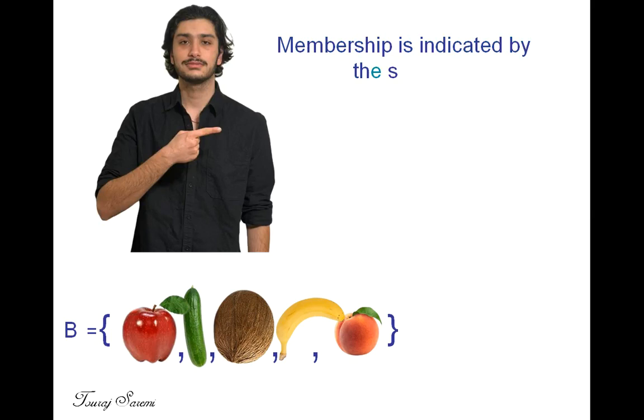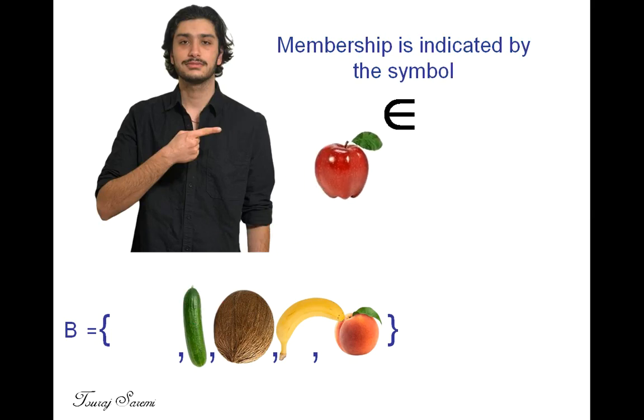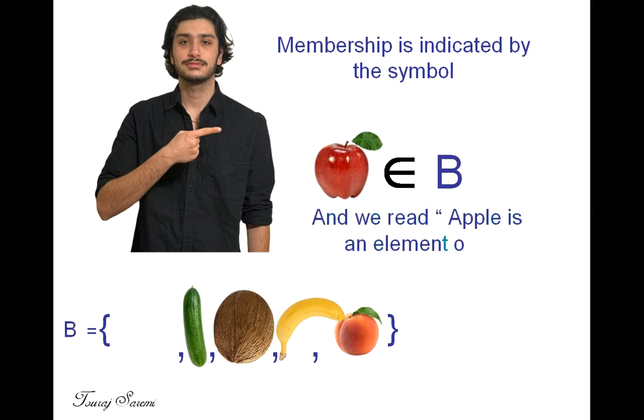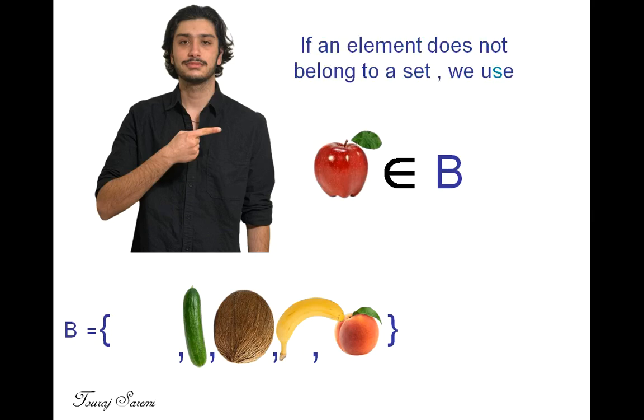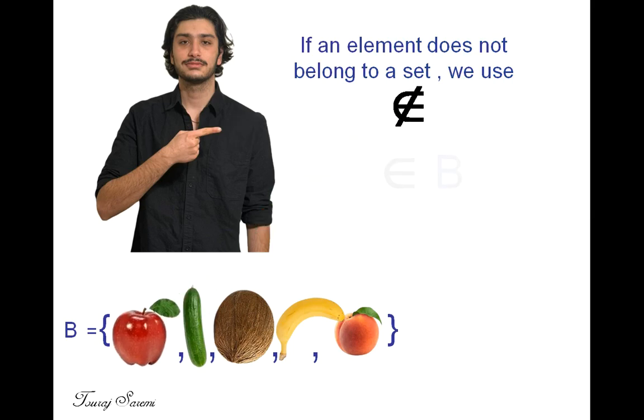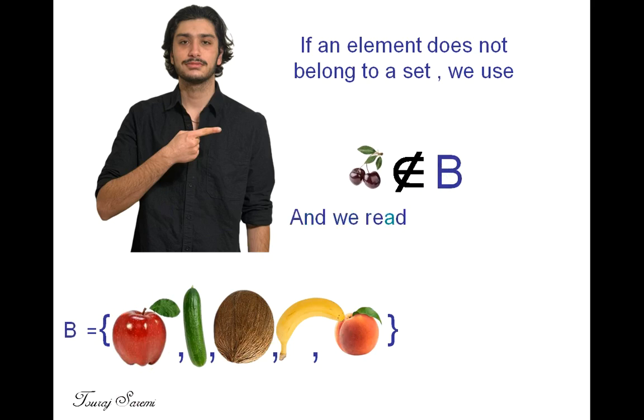Membership is indicated by the member sign, and we read apple is an element of B. If an element does not belong to a set, we use the not-member sign, and we read cherry is not an element of B.